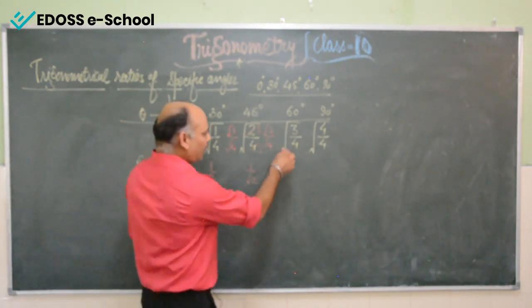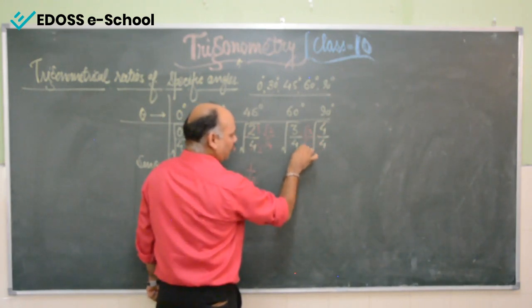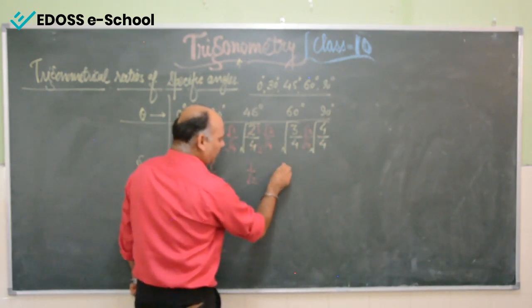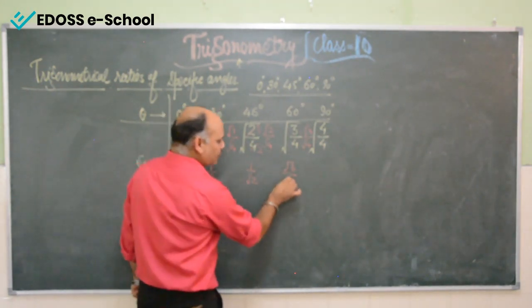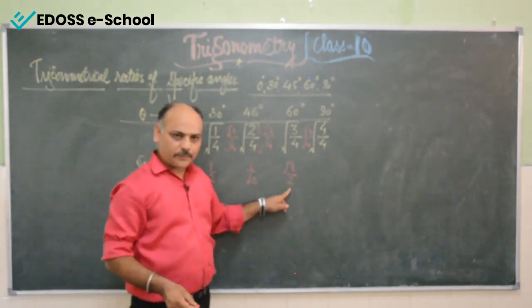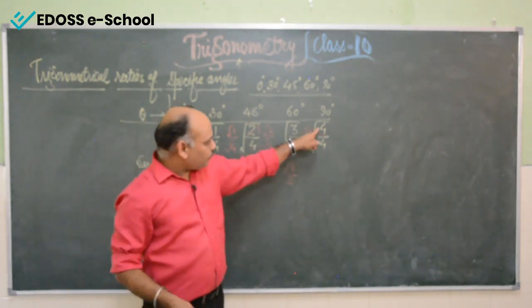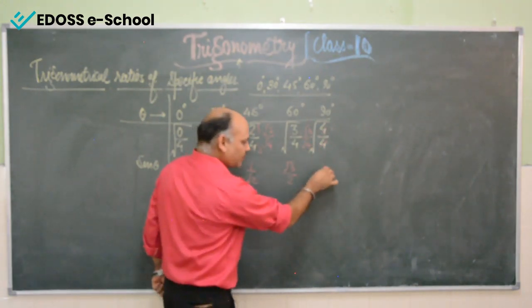Here this will be under root 3 upon under root 4. This can be written as under root 3 upon under root 4. And what is the value of under root 4? That is equal to 2. That means sine 60 is equal to under root 3 by 2. Now 4 and 4 cancel out, and what is the value of under root 1? That is equal to 1.